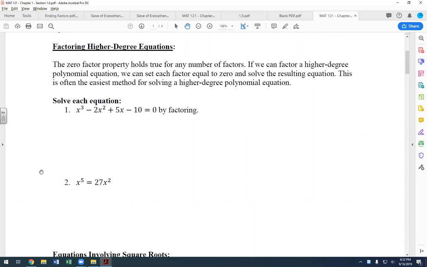So what's happening here is you've got x to the third minus 2x squared plus 5x minus 10 equal to 0, and they're asking us to solve this by factoring. Do we have any idea what we need to use as far as factoring goes in this case?